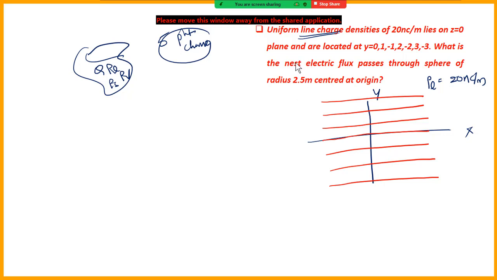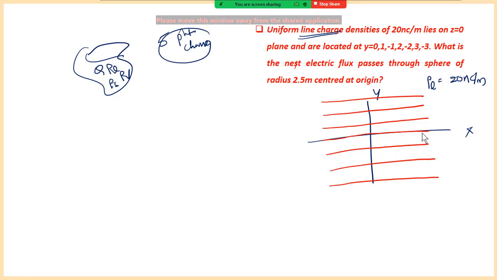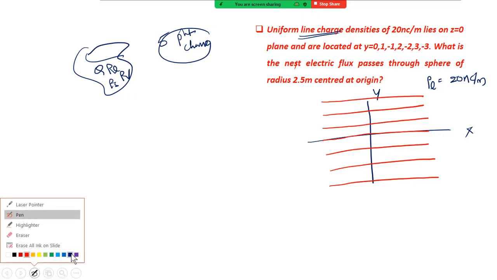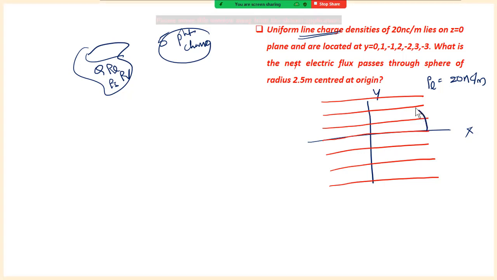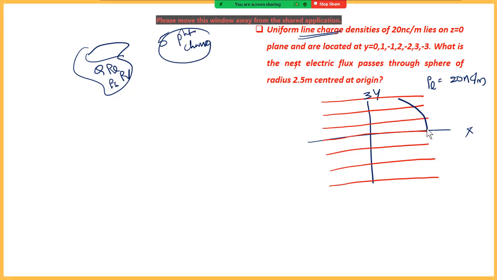Now what is the net electric flux passing through a sphere of 2.5 meters centered around the origin? Again, this part is similar to the previous question. Again, we have to take the sphere of radius 2.5. Anyway, this is 3, so 2.5 will be here. You assume this is a sphere. This is -3, this is -2, -1, 0, 1, 2. So this is 2.5, and this is also -2.5. Like this we have.